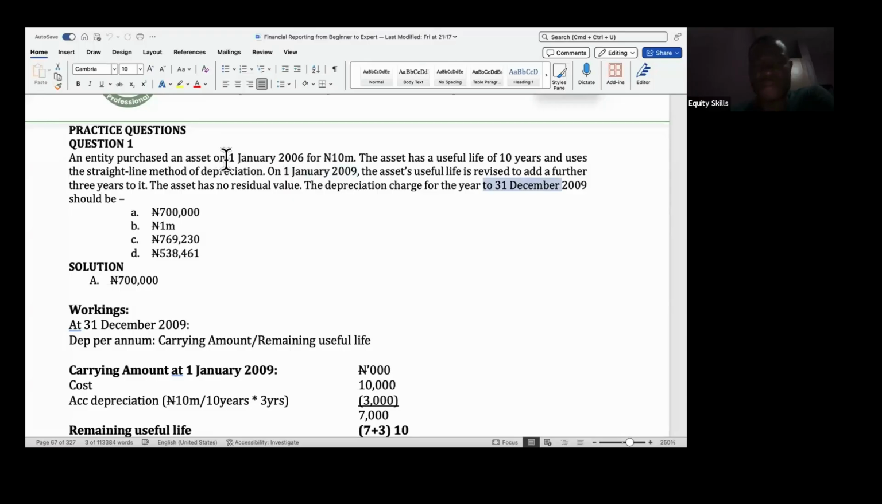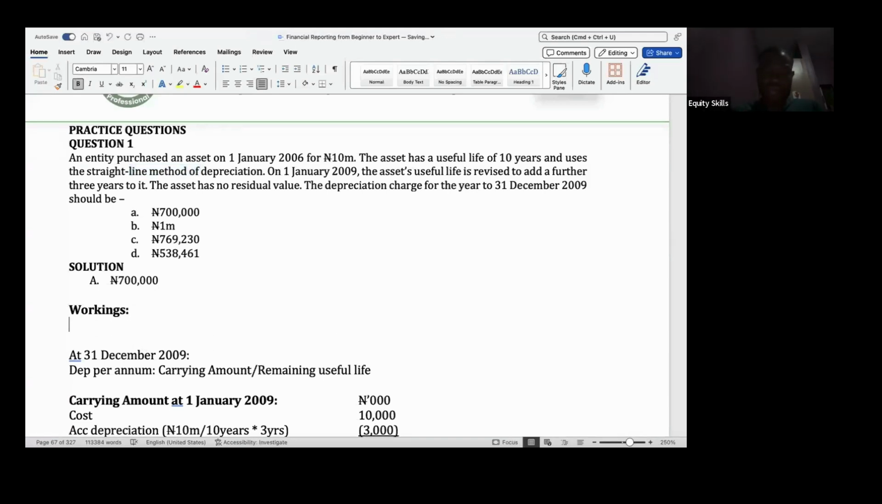The first thing is that we bought the asset on 1st January 2006 for 10 million, and the useful life is 10 years. We don't have residual value. They use the straight line method. You see, ordinarily, the depreciation per annum is simply the cost, which is 10 million, divided by 10 years. That means ordinarily, our depreciation per annum is supposed to be 1 million every year.